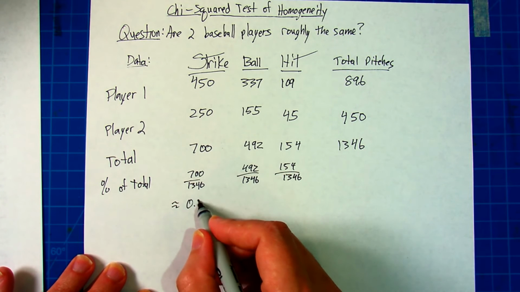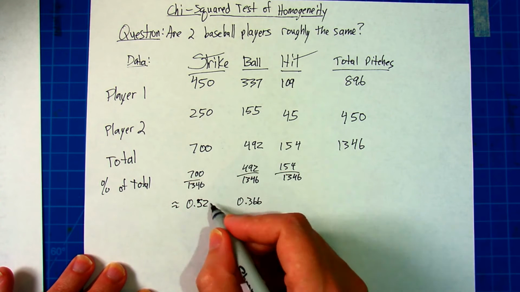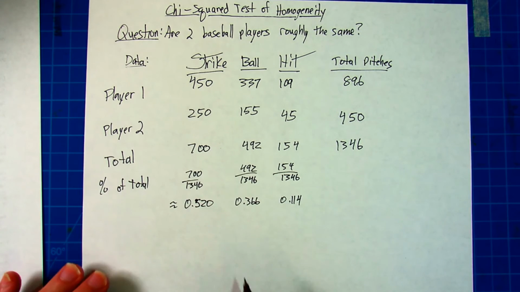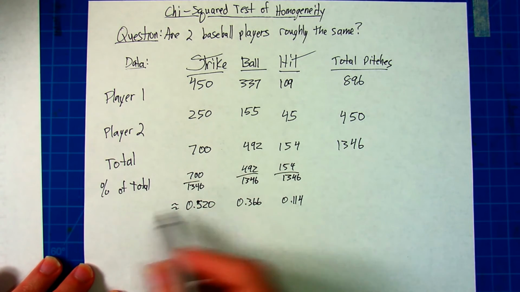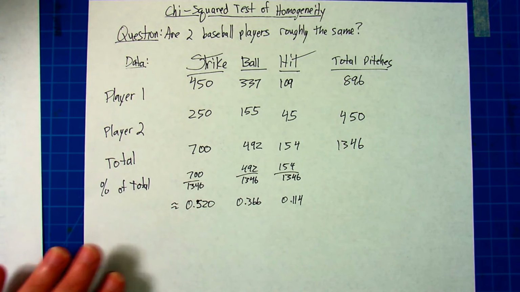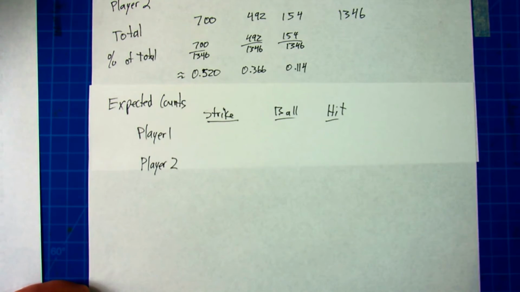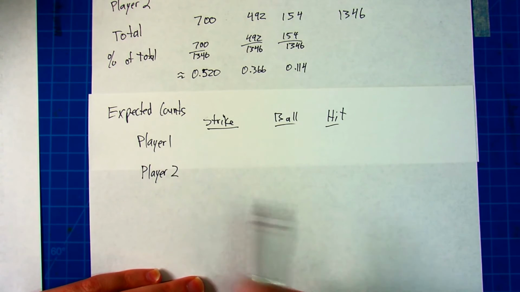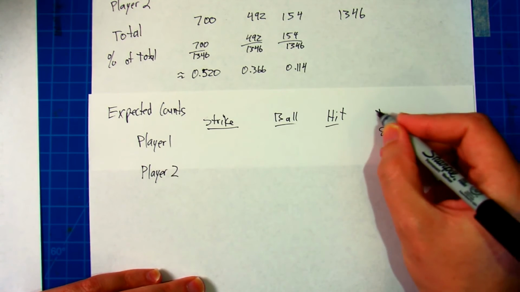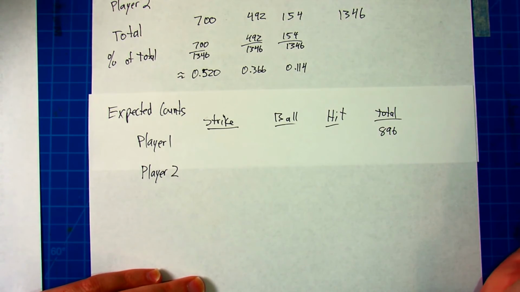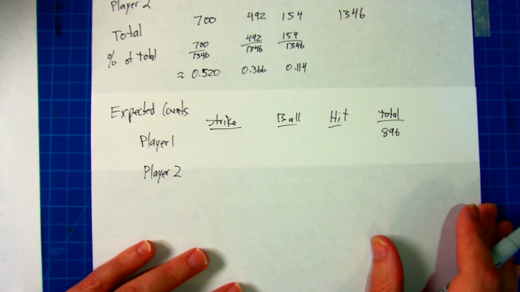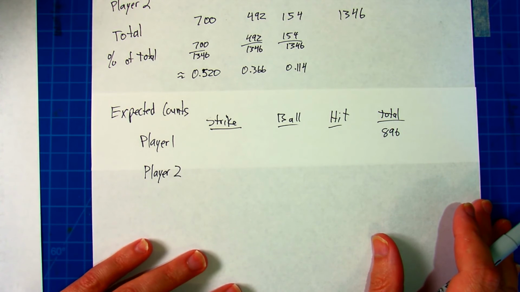So convert those into decimals: 0.52, 0.366, 0.114. From there, you can come up with your expected counts using these numbers. So let's do that on a new sheet. For the expected counts, let's take this percent of the total and apply it to each player individually. So this player had 896 total pitches, assuming we're not allowing any other outcomes here where they were hit by a pitch or UFOs abducted them in the middle of the game.